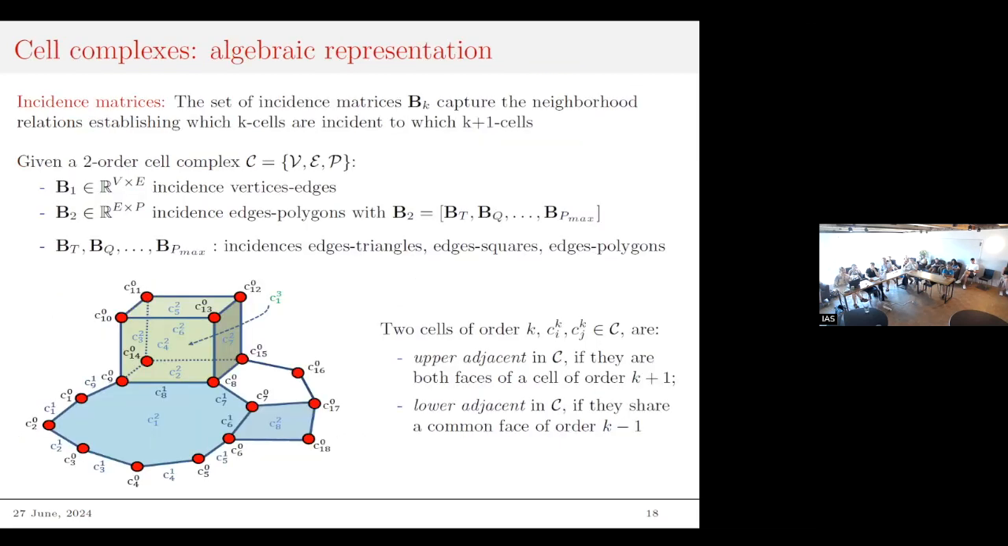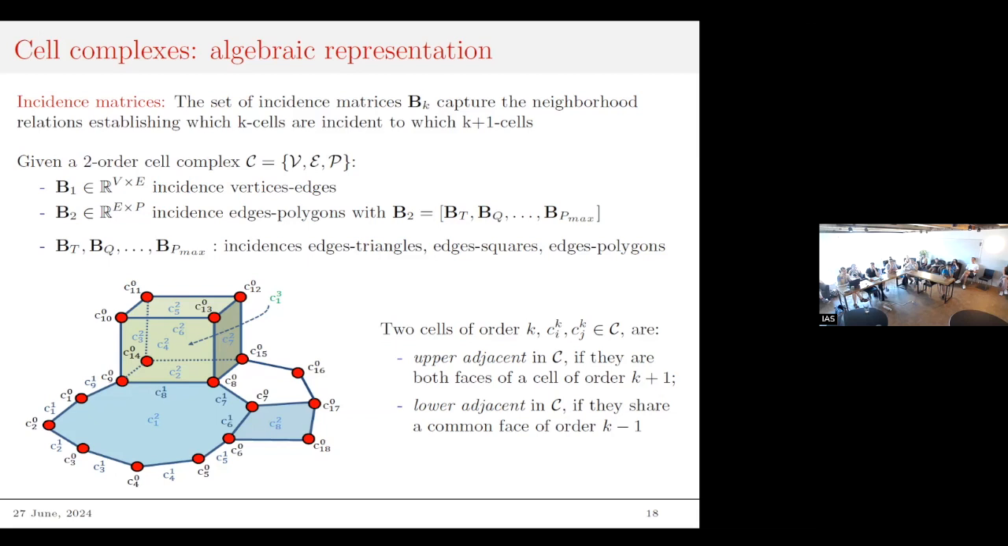Well, how can we define this incidence matrix? Of course, we have B1, the incidence between nodes and edges. We have B2, the incidence matrix between edges and polygons. These matrices are able to capture the topology, the lower and upper incidence relations between the cells. And then we have B3, the incidence between edges and triangles, edges and squares, and so on. In this case, we have an example of a cell complex.